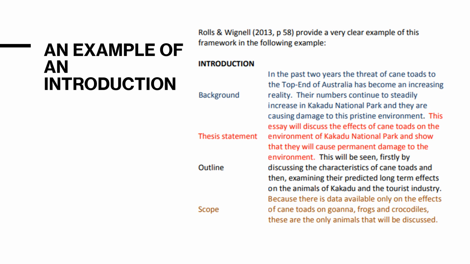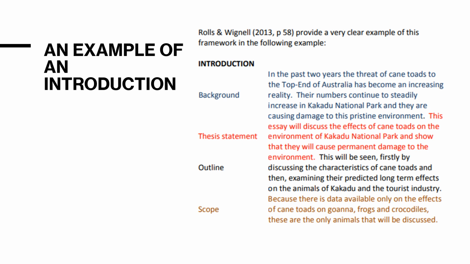And then the essay statement. We can see this essay will discuss the effects of the cane toads on the environment of Kakadu National Park and show that they will cause permanent damage to the environment. So this is the statement. This introduces the main argument on which the essay is based. And then the outline of this introduction, it says, this will be seen firstly by discussing the characteristics of cane toads and then examining their predicted long-term effects on the animals of Kakadu and the tourist industry.